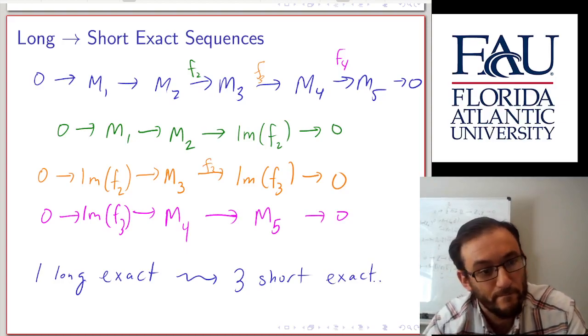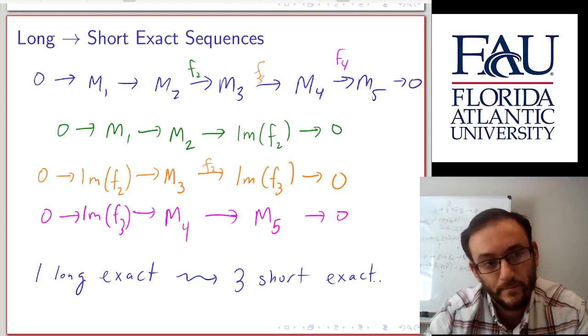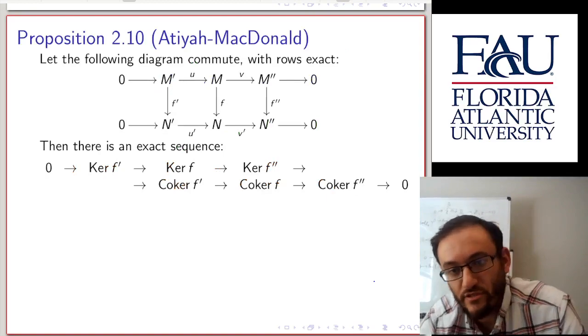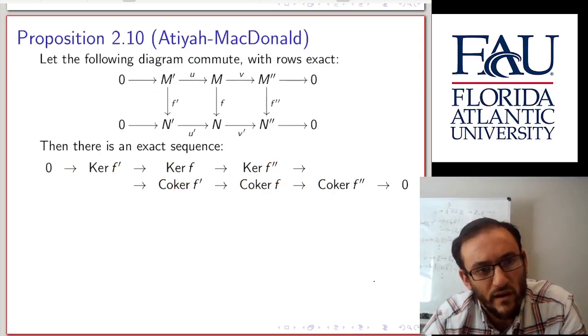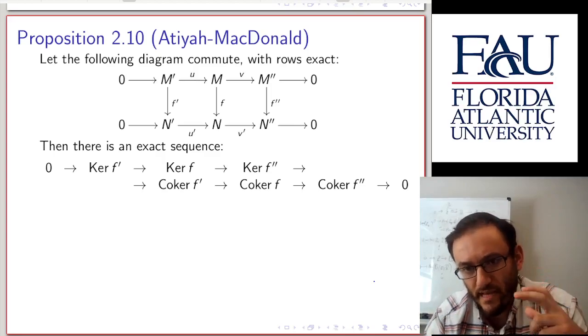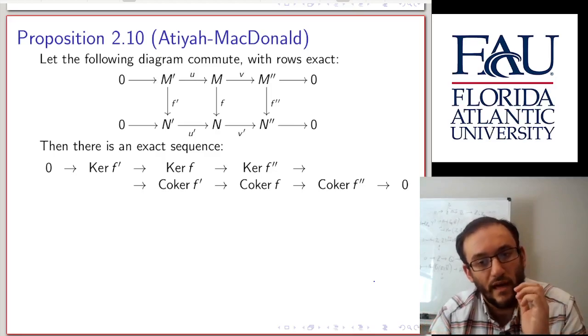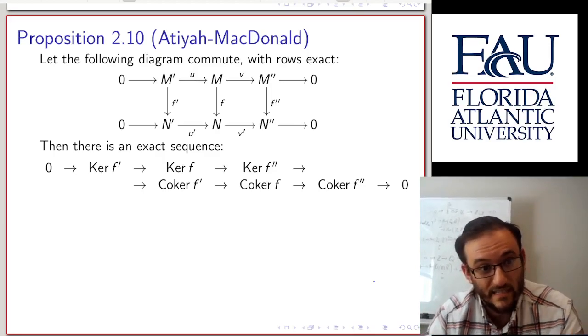Okay. And you can patch it together to go the other way. Here's an interesting proposition presented by Etienne MacDonald, which shows where a pair of short exact sequences in a commutative diagram leads to a construction of a natural long exact sequence.